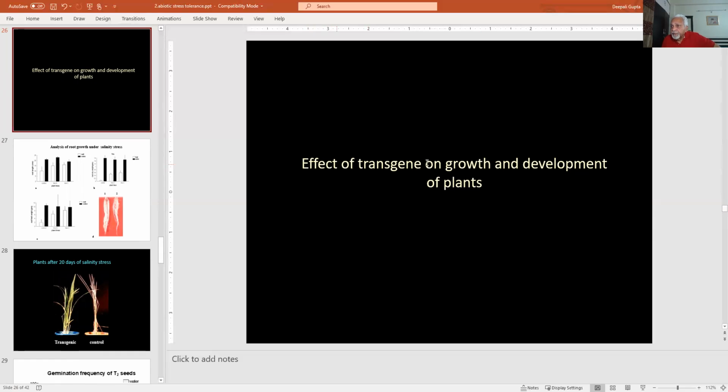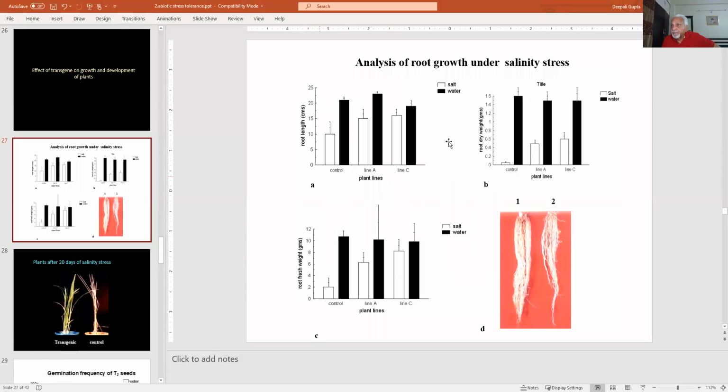Then we checked the effect of the transgene on growth and development of plants. So if you see here, under normal conditions and under salt stress conditions, the parameters checked were root length, root biomass, and the fresh weight. So this data corresponds to this actually. If you see visually, you have the control plant root biomass, and you have root biomass of the transgenic plants, which is a lot more as compared to the normal plants.